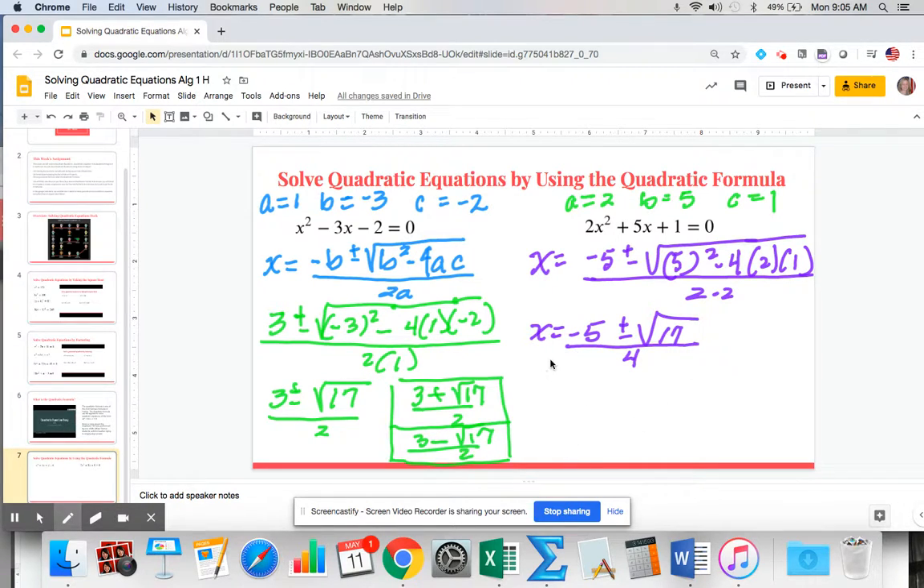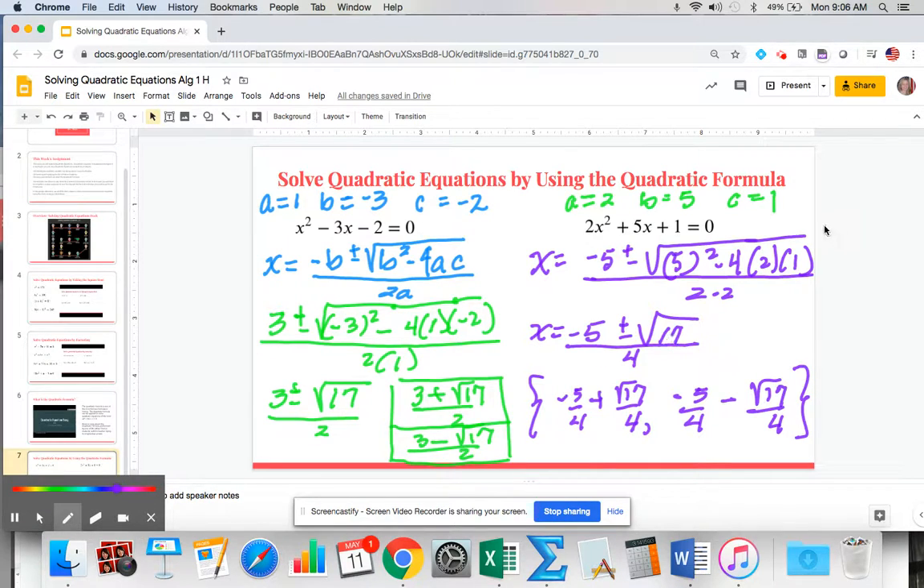So I have my two solutions. By the way, we can also separate this into two separate fractions, so I'll write it that way. One solution is -5/4 plus the square root of 17/4. The other solution is -5/4 minus the square root of 17/4. So that is how we use the quadratic formula to solve quadratic equations once the equation is written in standard form.